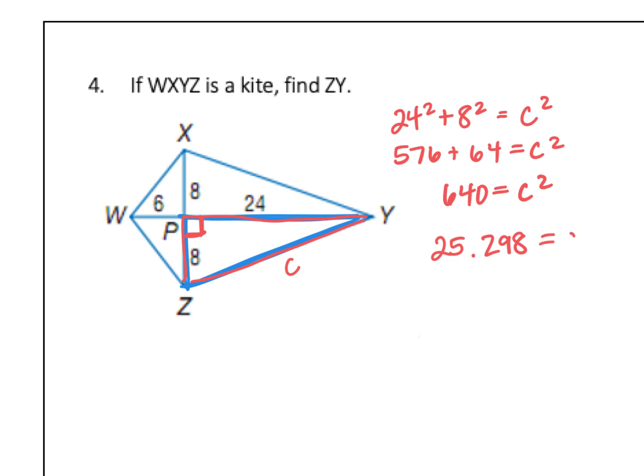So I'm going to get 25.298. The reason I put 3 decimals there is because I wanted to show you how rounding works on this one. I always kind of like 2 decimal places. See the 9 there? We want to look at the number that comes after the 9, and if it's a 5 or higher, we want to round it up. So think about 29. We're going to round that up to a 30.